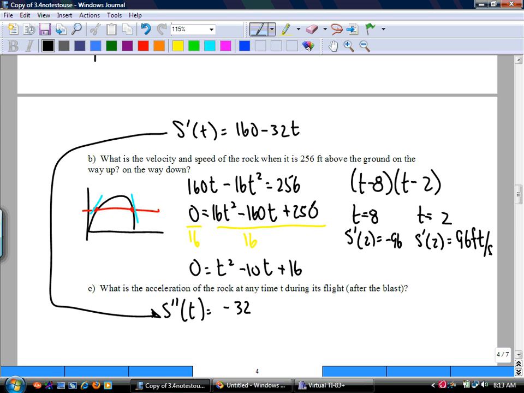Pardon me? Would you like to change gravity? You mean what I went from here to here?